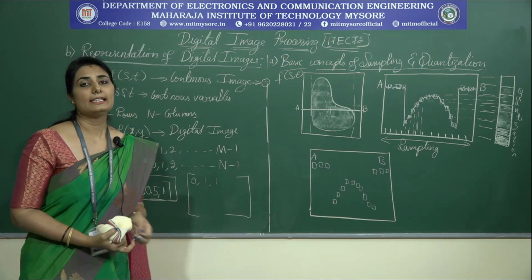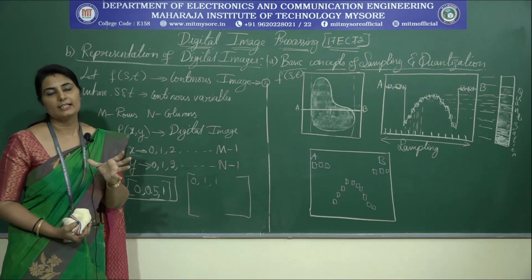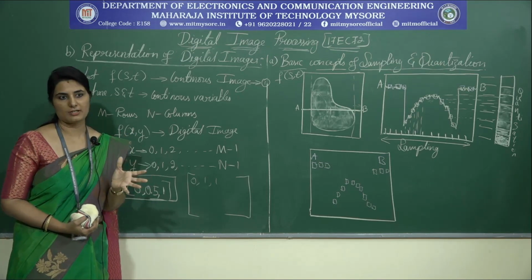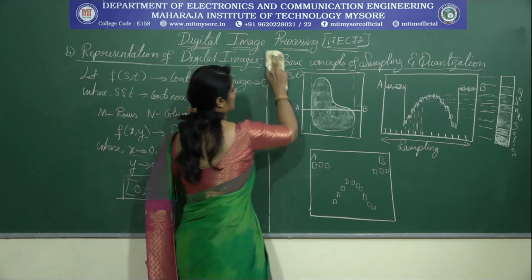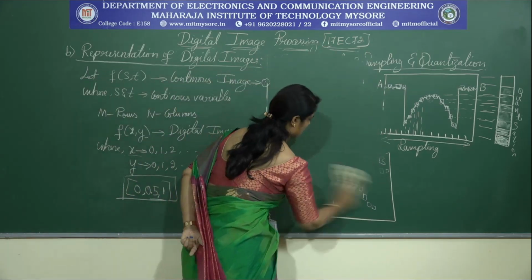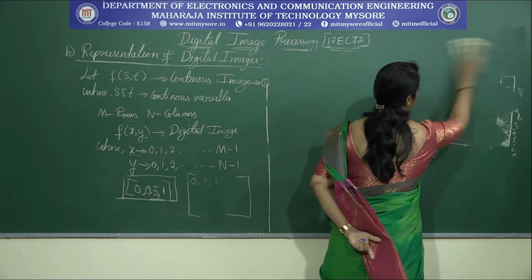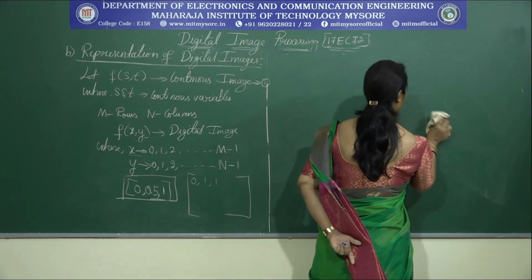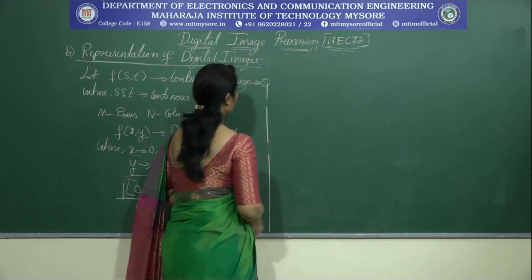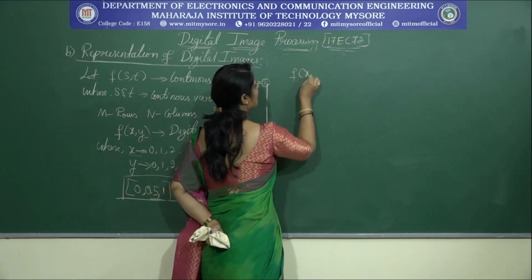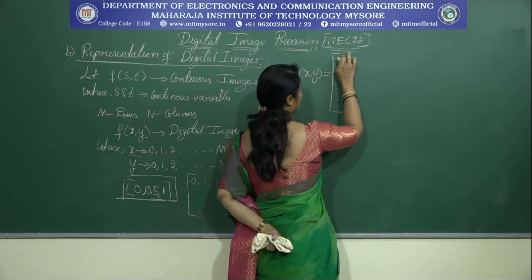Now, this digital image f of x comma y can also be represented in the form of mathematical equations, that is, in the form of an array and matrix. So f of x comma y can be represented in the form of a matrix.